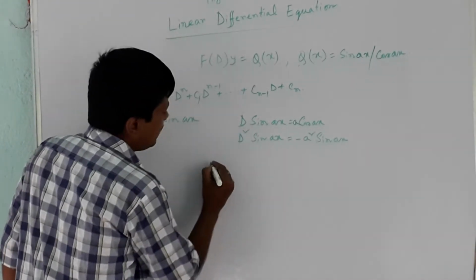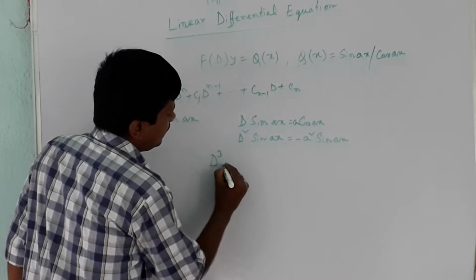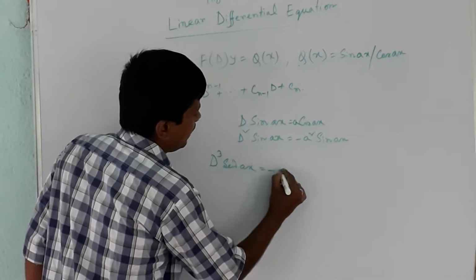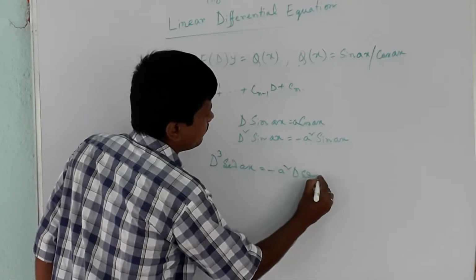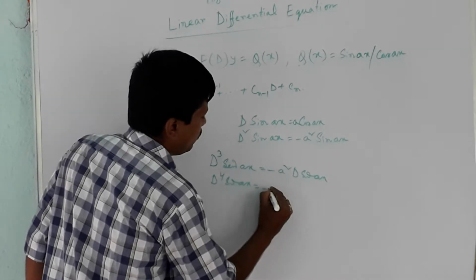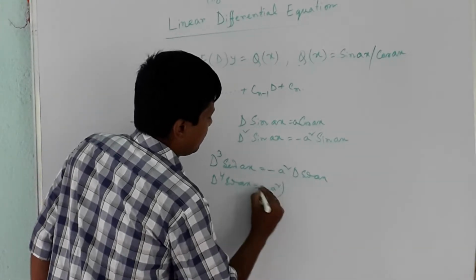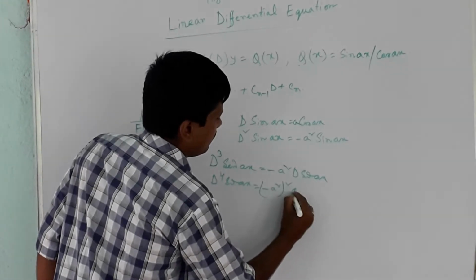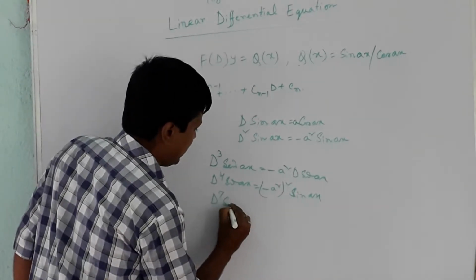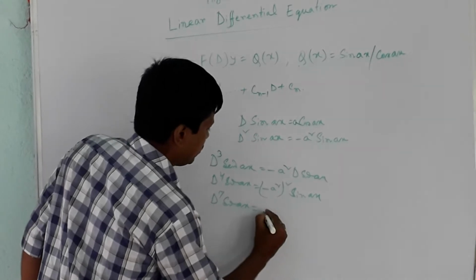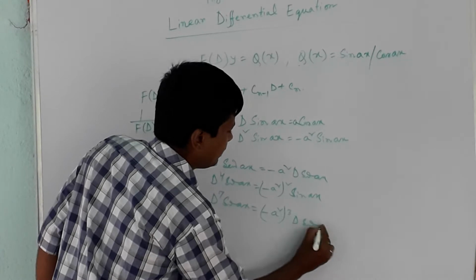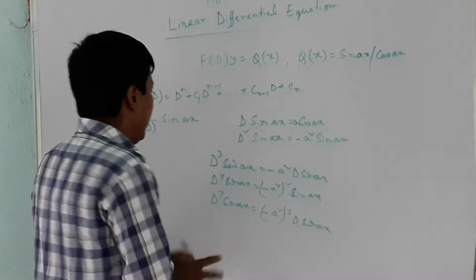And in this way, we get D cube sin ax is equal to minus a square D sin ax, D4 sin ax is equal to minus a square whole square sin ax, D7 sin ax is equal to minus a square whole cube D sin ax, and so on.